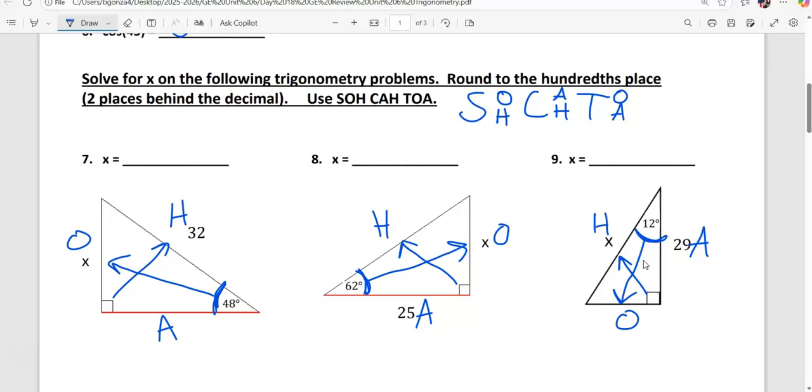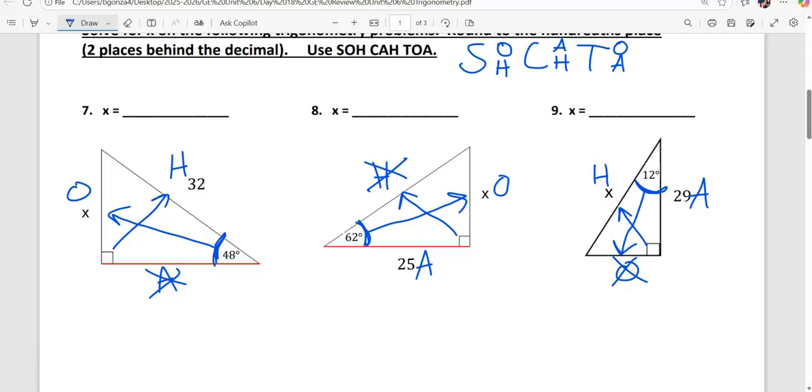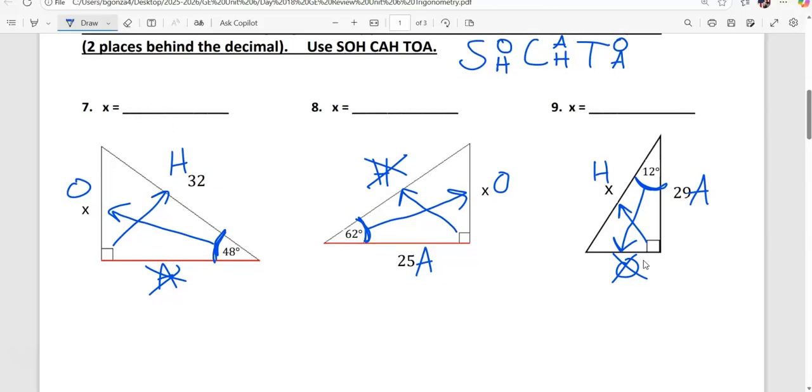Okay, on all 3 of these, I'm going to cross out the one I don't need. I don't need A because there's nothing here. On number 8, I don't need H because there's nothing there. Number 9, I don't need O because there's nothing there. Okay. And now I just have to pick the right trig based on what's left over. So if I only have OH, that's S, sine.